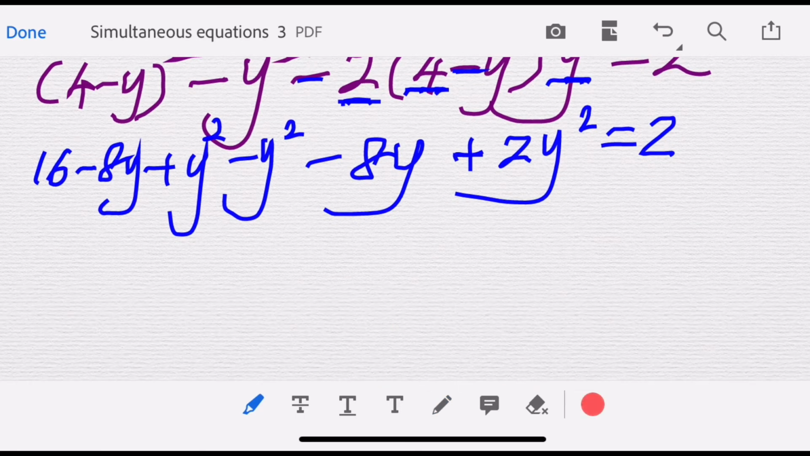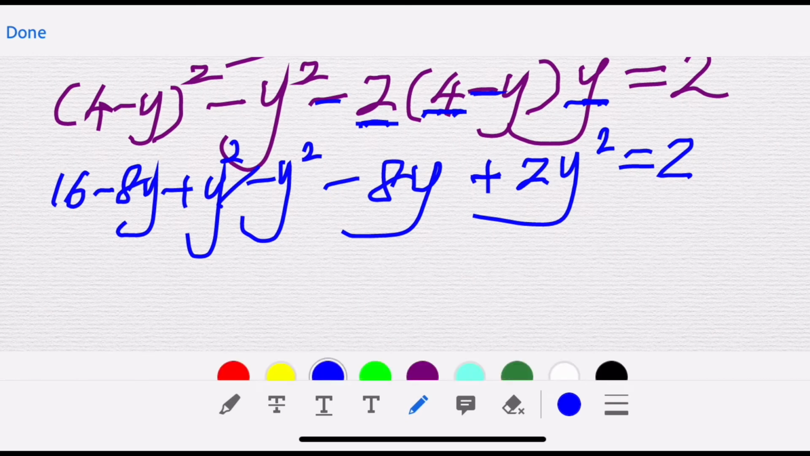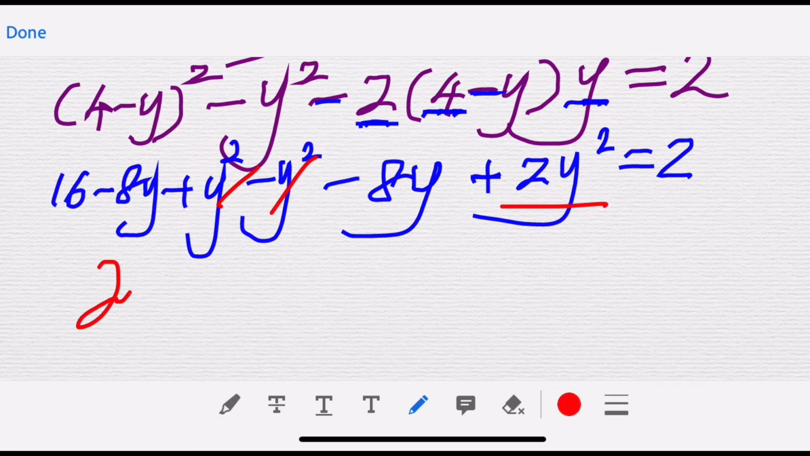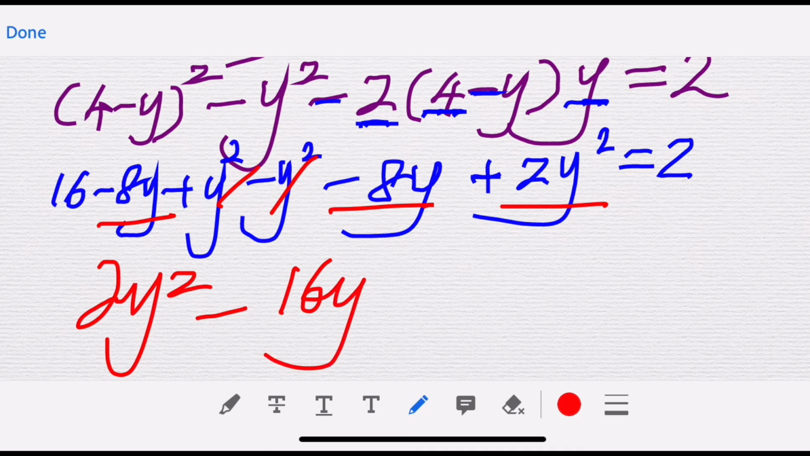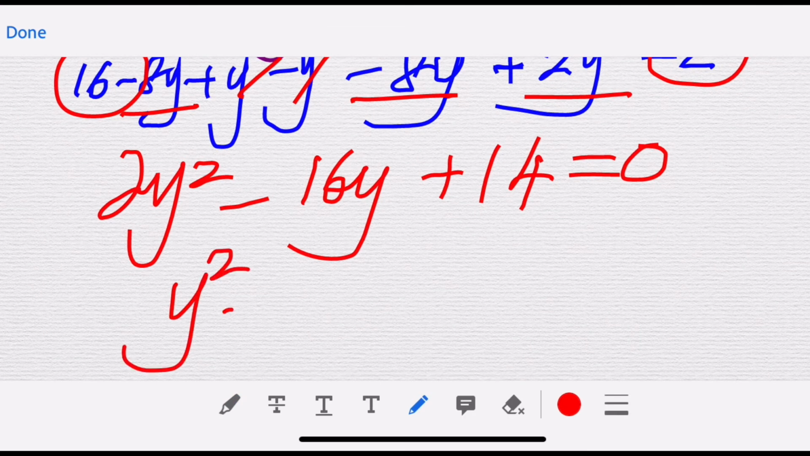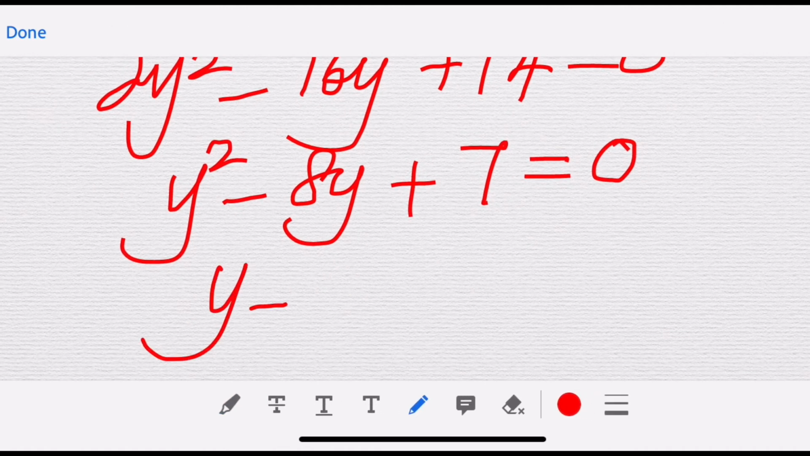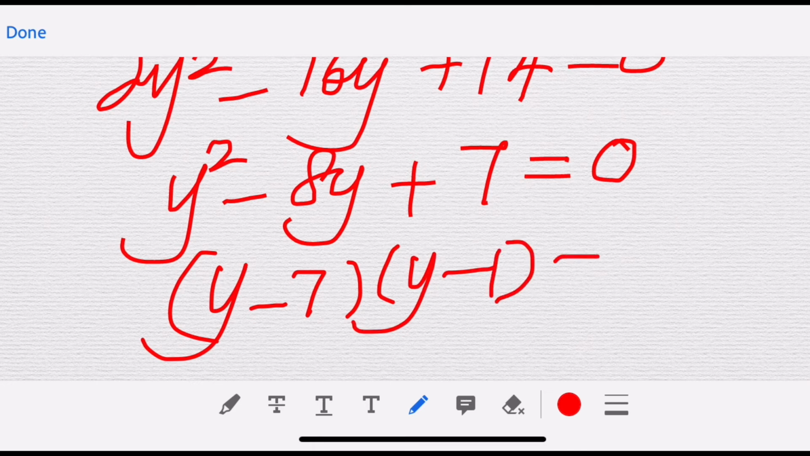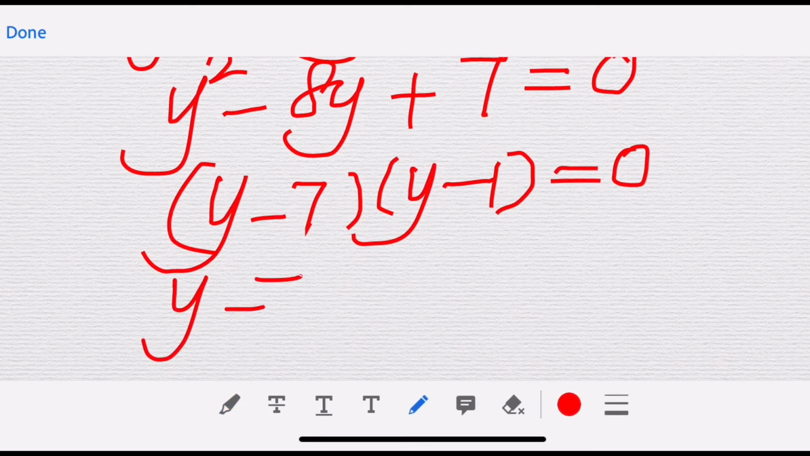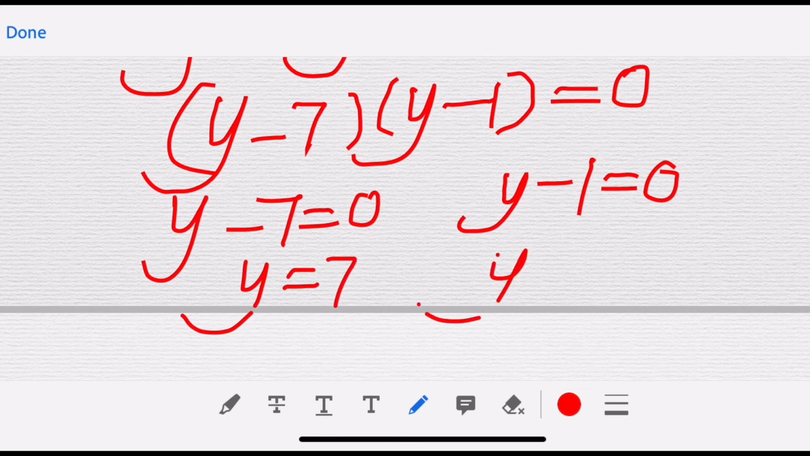Okay, so now let's simplify to the quadratic. Right? So it looks like the y squared can be cancelled out, right? See or not? These two. So left only 2y squared, and then minus 8, minus 8y, minus 16y, and 14 and 2. That is the only number. So it looks very simple. Okay, remember what I say? We need to simplify to the simplest form before we can factorize. This is easy, right? Simplify, factorize, and let the factor equal to 0, and then y is equal to 7, y is equal to 1.